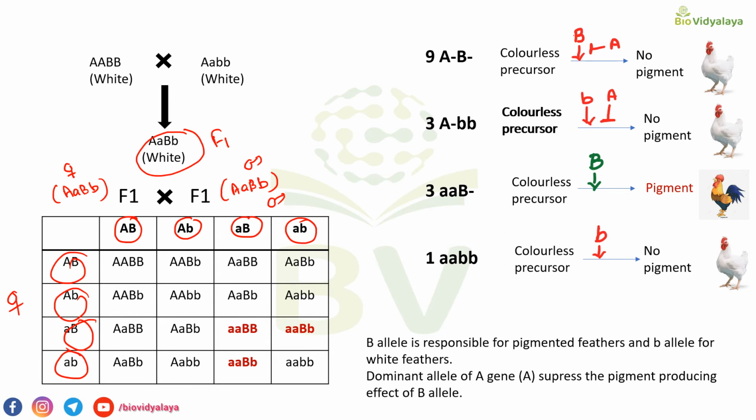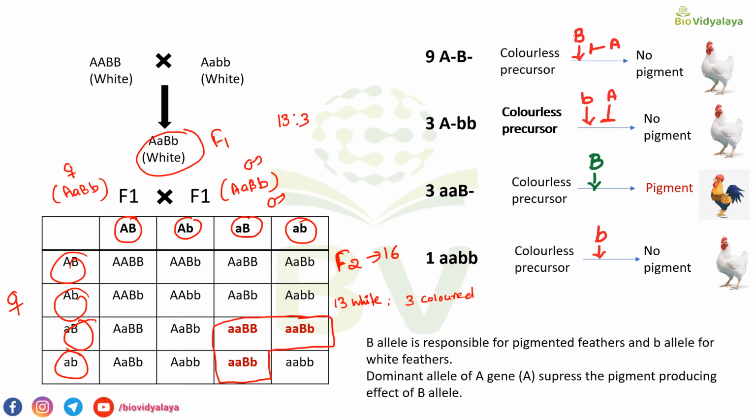And these are the F2 progenies, total 16. Out of these 16, you can see that these 3 are colored, and the rest 13 are white. So these 13 are white colored chicken and 3 are colored chicken. So the ratio is 13:3.